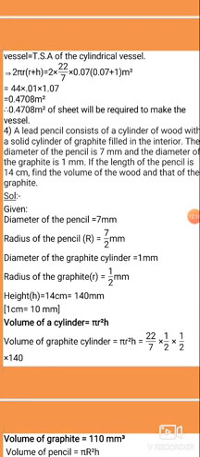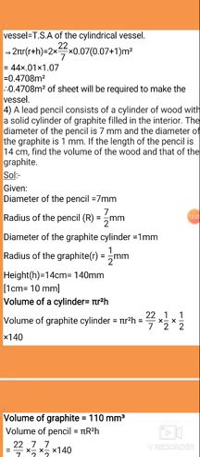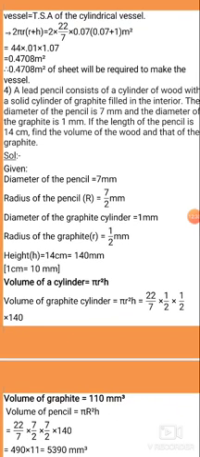At last what we get? Volume of the graphite is equal to 110 millimeter cube. Okay, now the next question. We need to find out volume of the pencil first. So the same equation itself, cylinder is there. So pi r square h. So volume of the pencil, what is that?